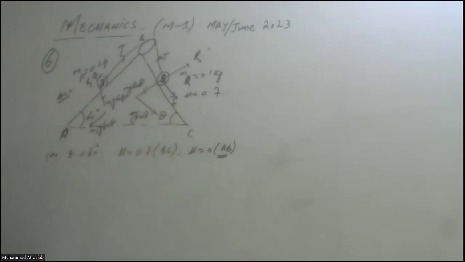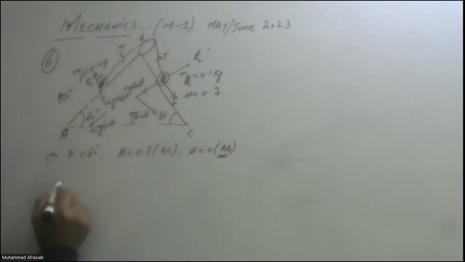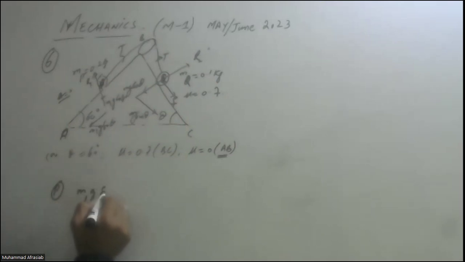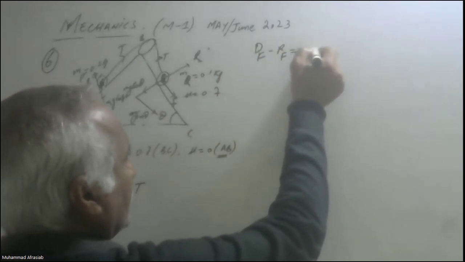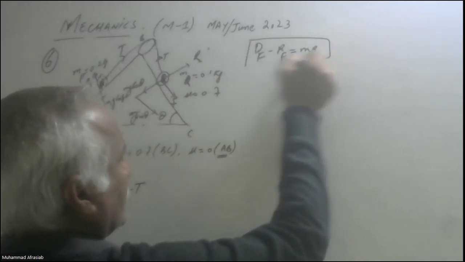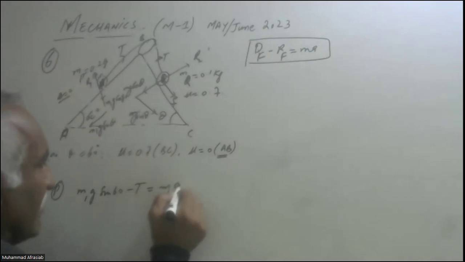We know one thing, for this particle P, tension is m1g sine of 60 minus tension T. Main equation is driving force minus resistive force is equal to net force. So driving force here is m1g sine of 60 minus this tension T is equal to m1a.